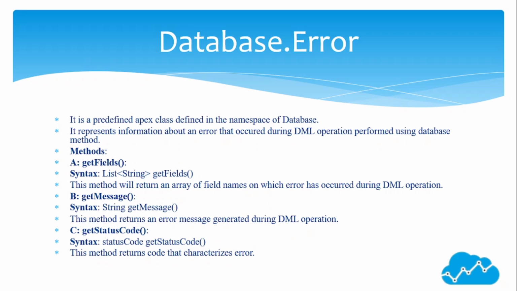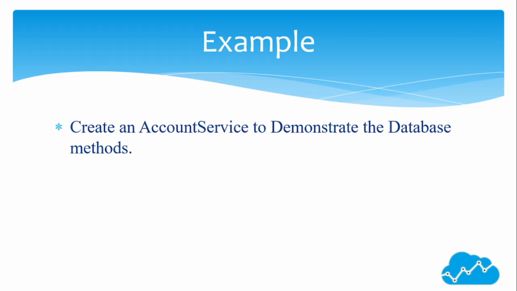getStatusCode method. Syntax: StatusCode getStatusCode. This method returns a code that characterizes errors. So let's see an example. Create an account service to demonstrate the database methods.